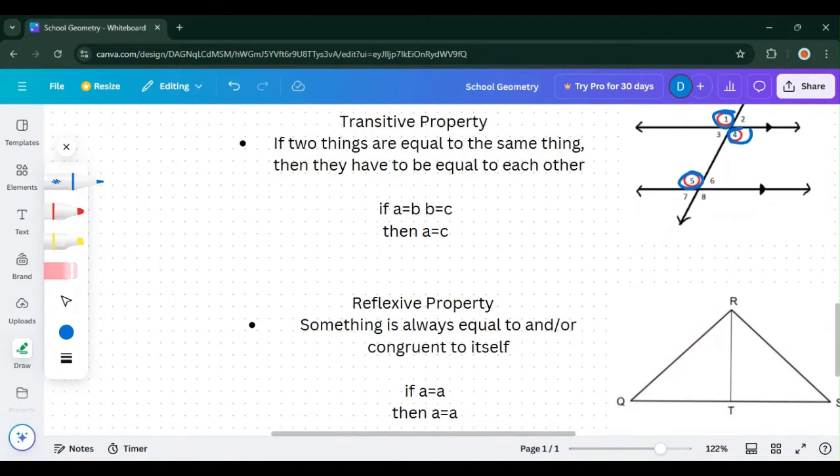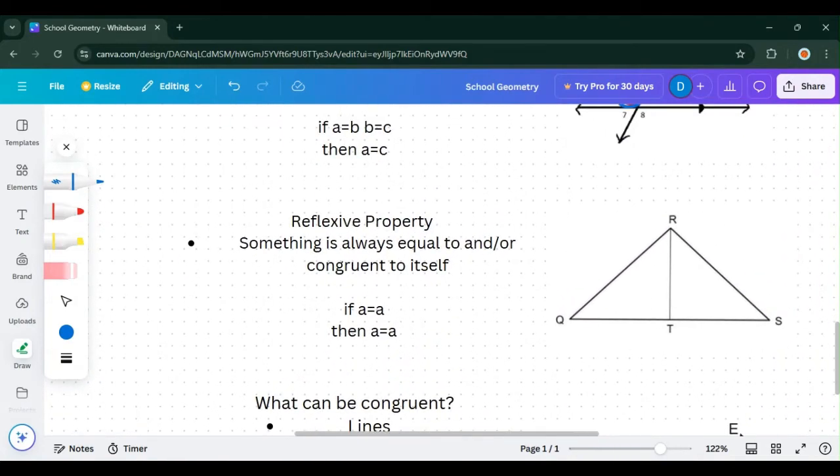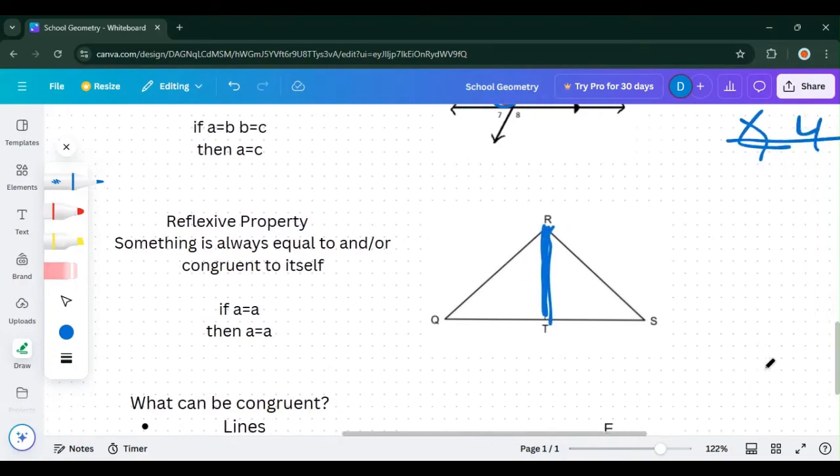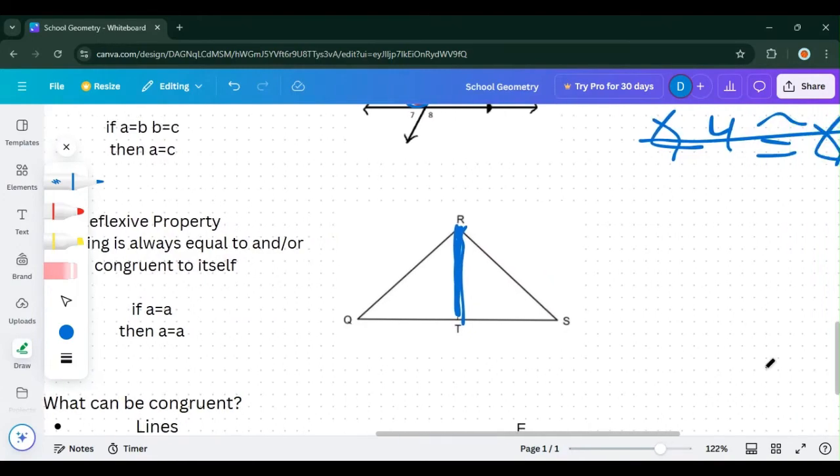Okay. So now we're going on to the reflexive property. The reflexive property, I think, is one of the simpler properties, and the reason why is because it's just that something is always equal to and or congruent to itself. So what do I mean by this? So RT, as we see here, we see the line RT, and RT is obviously congruent to itself. And you might ask, why would you use this? Why will we use this?